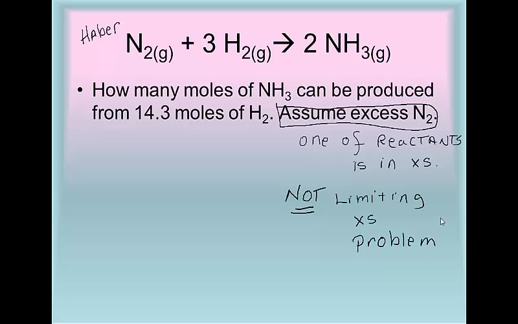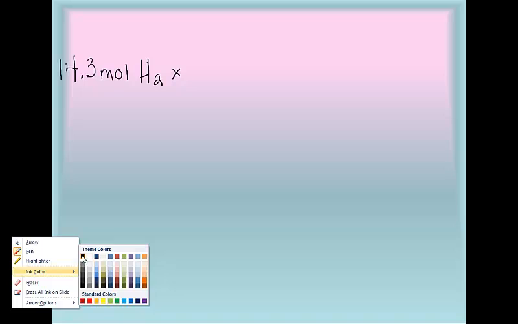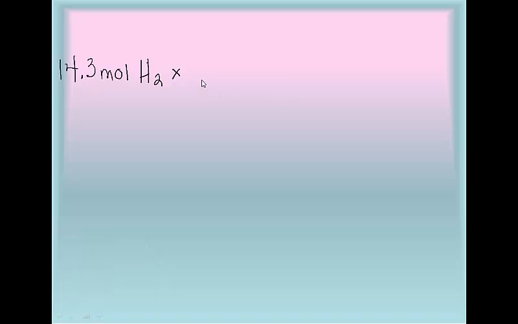All right, so here's what we're going to do. This is a nice, simple one. We start out with the number they give me in the problem, which is 14.3 moles of the hydrogen gas. From the balanced chemical equation, find out what the ratio is for ammonia to hydrogen. According to the balanced chemical equation, 2 moles of ammonia will be produced for every 3 moles of hydrogen gas.